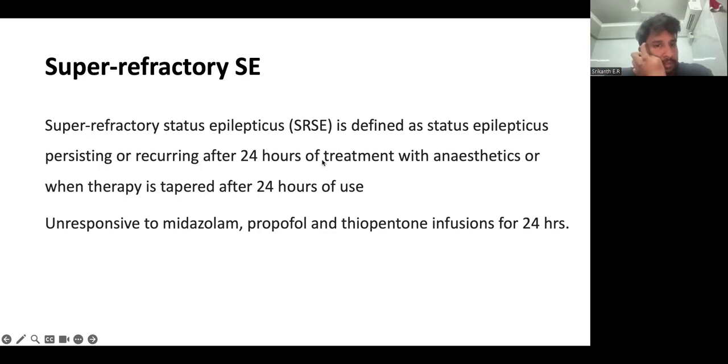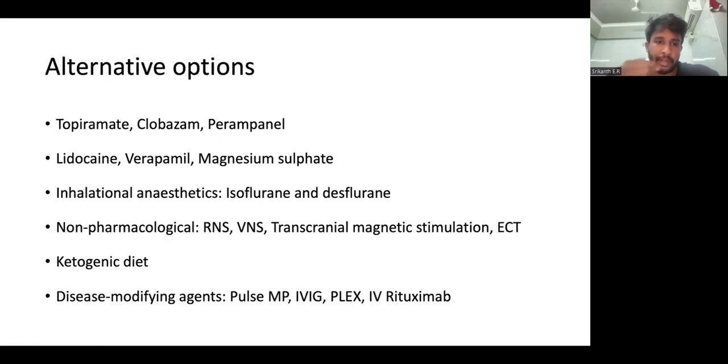Or after giving it for 24 hours you stop it, and the patient again develops seizures. It's still super refractory seizures, so it is unresponsive to midazolam, propofol, or thiopentone infusions. Alternative options when you have a super refractory status are to use other AEDs like topiramate, clobazam, perampanel, lidocaine, verapamil, magnesium sulfate, and inhalational anesthetics. This is not very effective as of now.